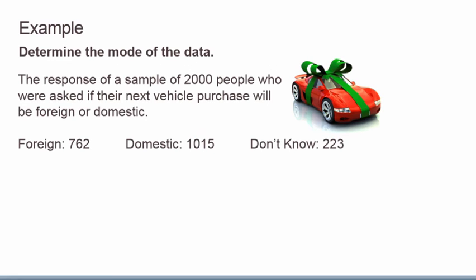Example, determine the mode of the data. The response of a sample of 2,000 people who were asked if their next vehicle purchase will be foreign or domestic. Foreign, 762. Domestic, 1,015. Don't know, 223. To find the mode, we want to find the highest frequency, which is domestic at 1,015. So the mode is domestic.